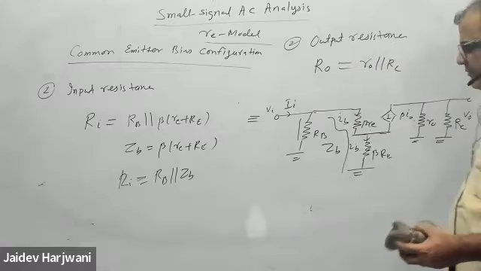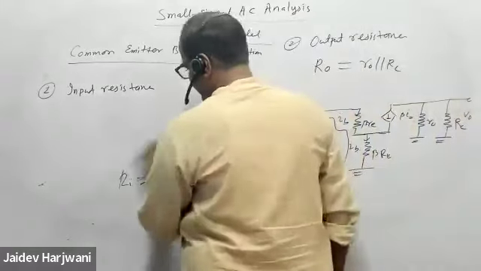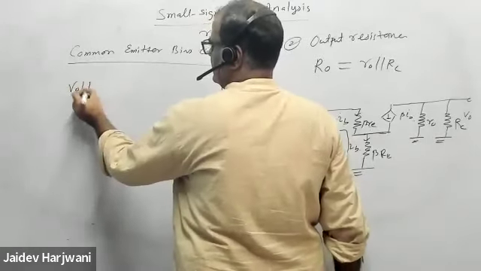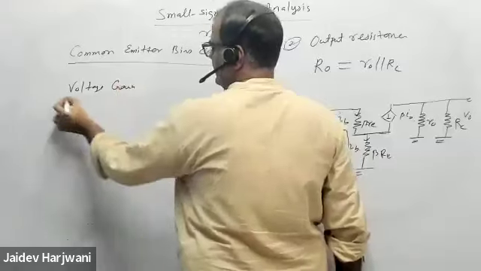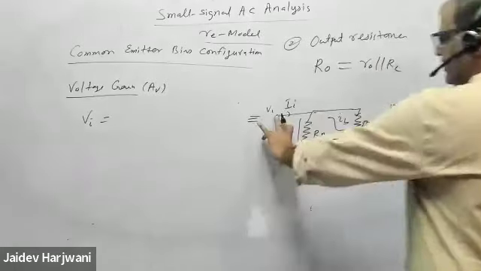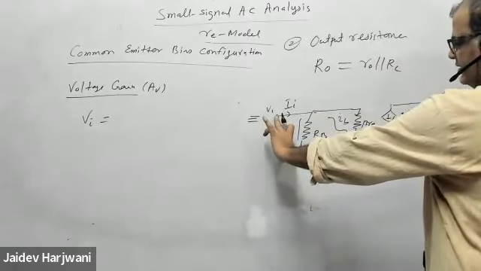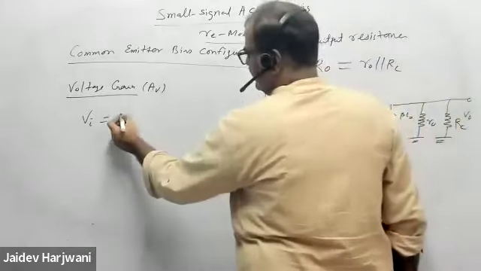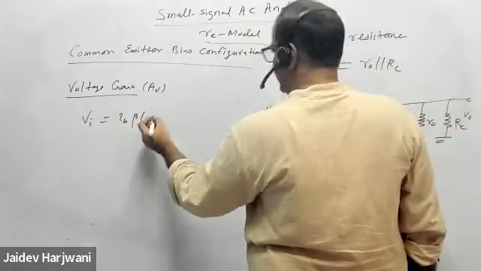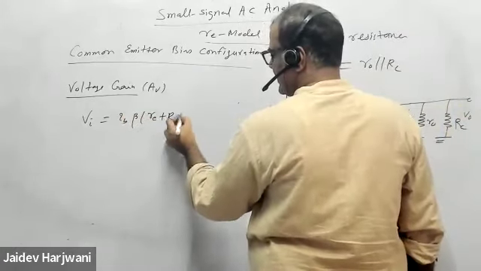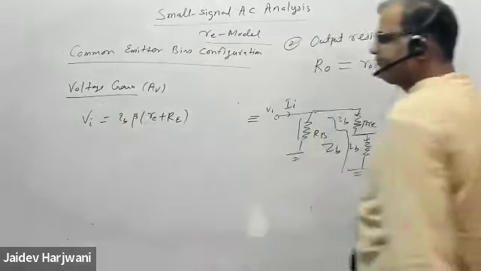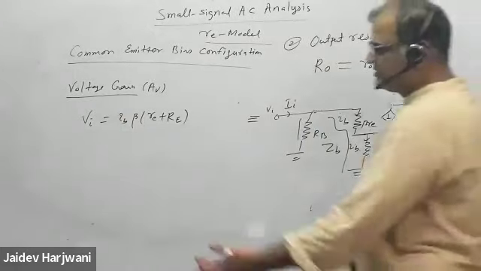The voltage gain is also the same. Now you will find the voltage gain. What is voltage gain? Voltage gain AV. What is V input? Tell me what is V input. How much is this voltage? Very good. IB into beta RE plus RE. Generally RE is very small compared to this RE, so you can neglect this RE also. And V output is the same as what we did earlier.